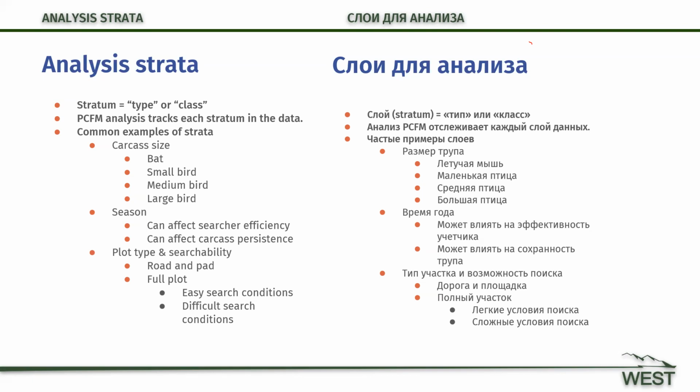Finally, plot type and searchability. If we're searching just the turbine road and pad, that's a fairly easy to search plot type. It's a prepared surface. It's typically gravel. It's easy to spot things on it. On the other hand, if we're searching a full cleared plot, there may be easy search conditions within full plots, and there may be difficult search conditions. Depending on rocks, vegetation, even how difficult it is to walk on the terrain can impact how well our searchers detect things. So these strata are important to keep track of in the study, and importantly, any stratum that impacts detection probability needs to be noted for each and every carcass that you pick up.